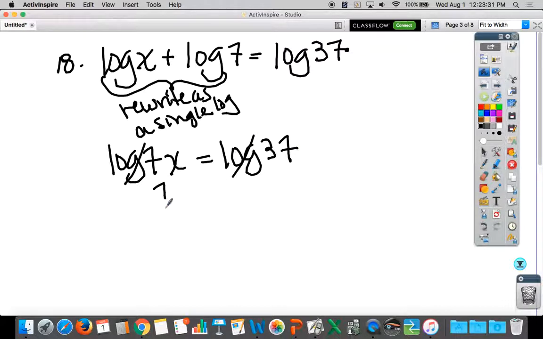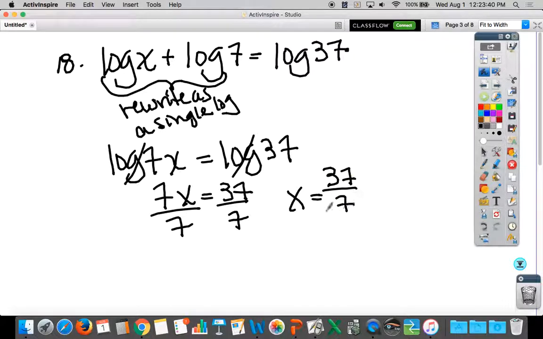This is a really easy one. 7x equals 37. Divide by 7. Just leave it like that. Please don't give me an estimated answer unless I ask for it. Because if you want to store something and check it, do you want to store 5 point something, something, something, or do you want to store 37/7? The exact answer. All right, any questions?